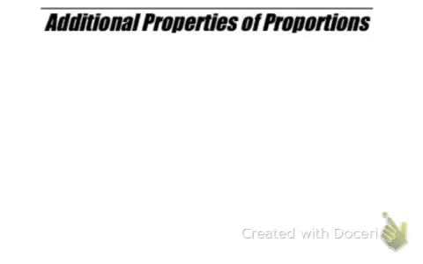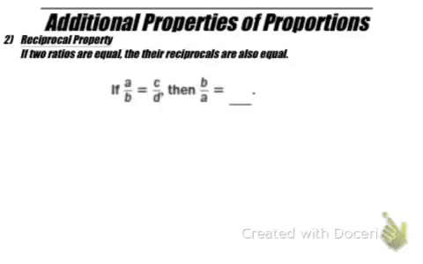Okay, now we are going to learn about some additional properties of proportions. The first property is the reciprocal property. It says that if two ratios are equal, then their reciprocals are also equal. So let's refresh our memory what a reciprocal is. A reciprocal is when you flip the numerator and denominator of a fraction. So the reciprocal of a over b becomes b over a.